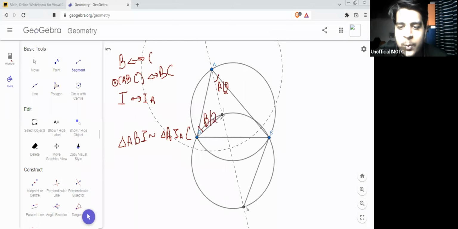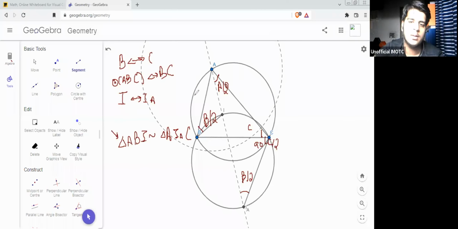This is A by 2, this is B by 2, this is C. This angle is 90 minus C by 2. So you'll get this angle is B by 2. So ultimately you get this thing. Do people see how?